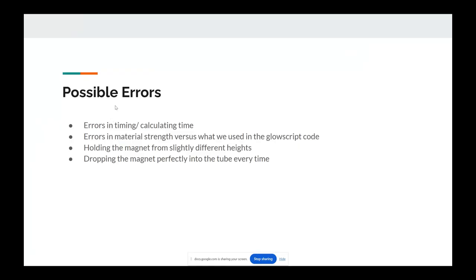Possible sources of error are, of course, errors in timing and the calculations. So basically, the errors in which we stop and start the timer. Other errors include materials versus what we used in the GlowScript code, such as lengths and how many loops there actually were. We were holding the magnet at slightly different heights, so we dropped it from slightly different heights each time, even though it was very similar. And then the dropping of the magnet was not perfectly into the tube every time. It could have hit the edge or something similar.